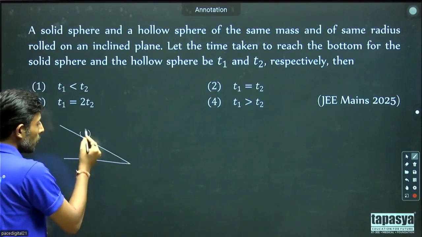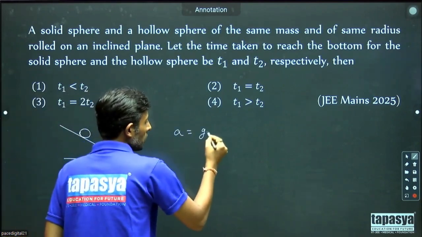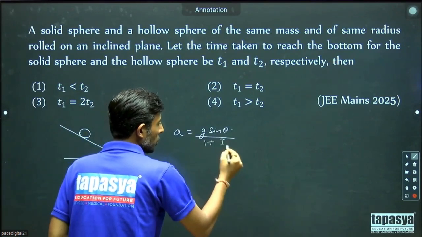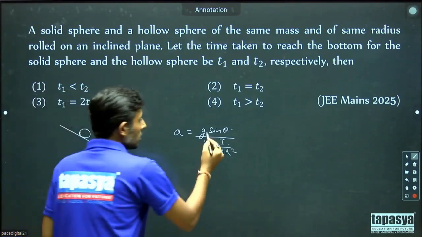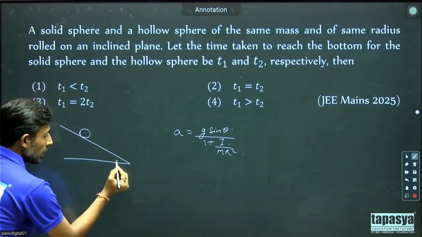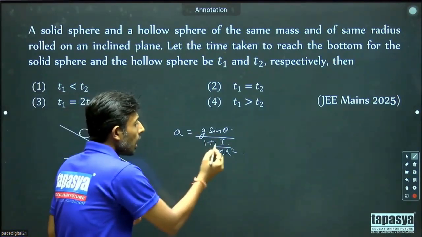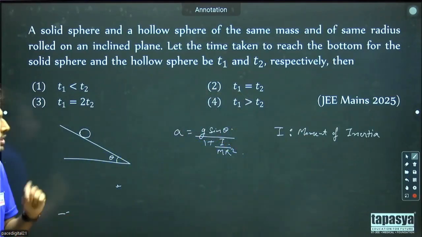So now our goal is to find out how did we get the acceleration of an object rolling down an incline to be equal to this thing, g sine theta upon 1 plus moment of inertia upon mr square, where g is acceleration due to gravity, theta is the inclination of this inclined plane, it's this theta, I is the moment of inertia about the center of mass.